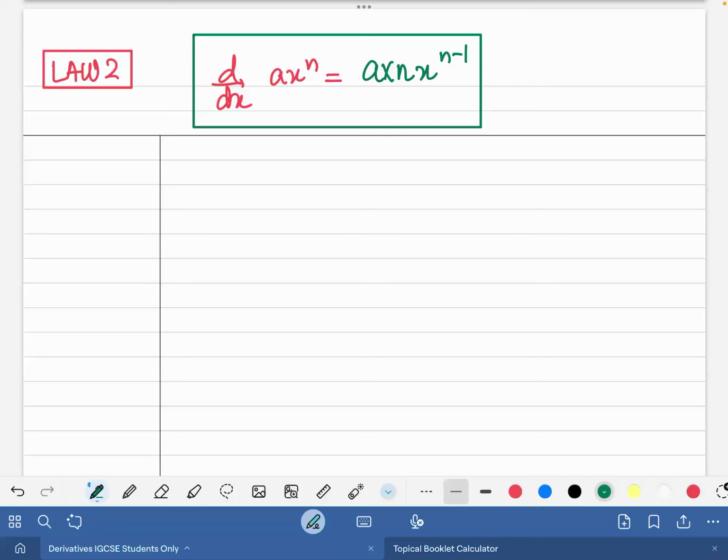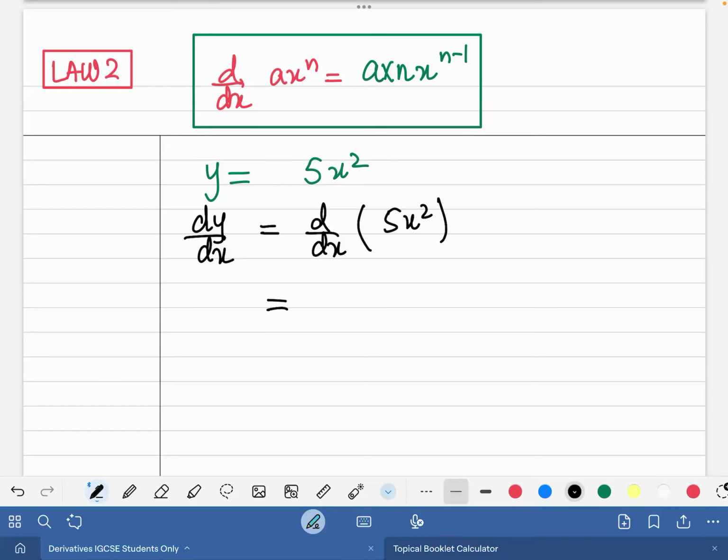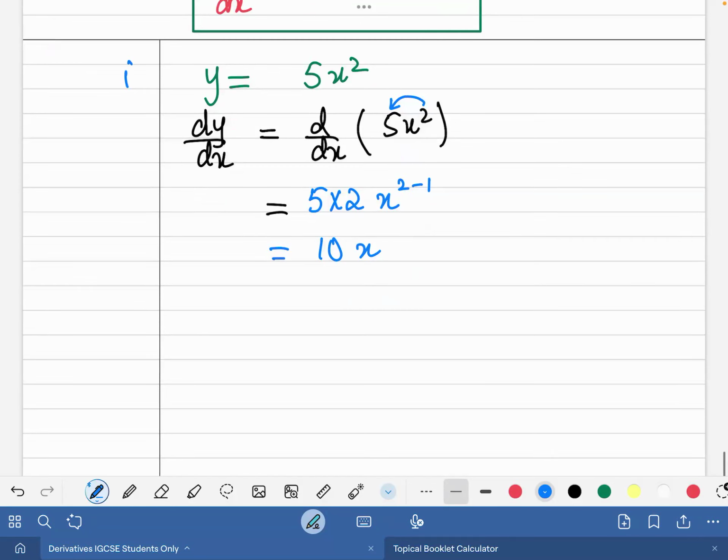Now check, please. Example: y is equal to 5x^2. So dy/dx is equal to d/dx of the right side, the derivative of 5x^2. Now what will happen? You will multiply 2 with 5. So it would be 5 times 2 and x power 2 minus 1. So it would be 10x is the answer. Like example number 2. Focus on example number 2, everybody.